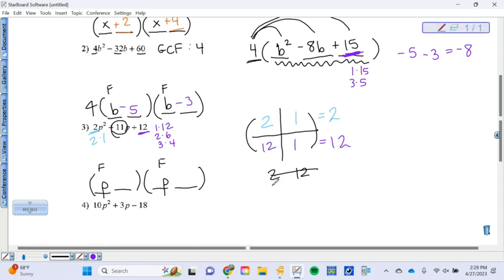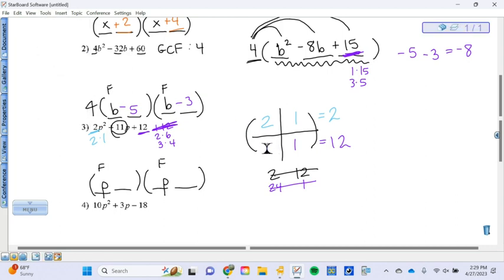2 times 12 is? And 1 times 1 is? 1. 24 and 1, is that going to get us to 11? No. Okay, so that means that 1 and 12 is out. That's not going to work.